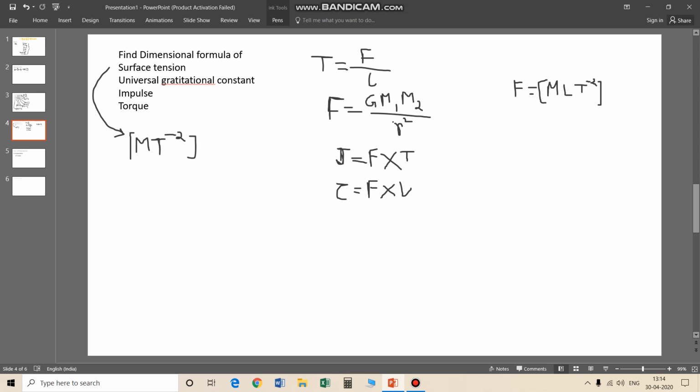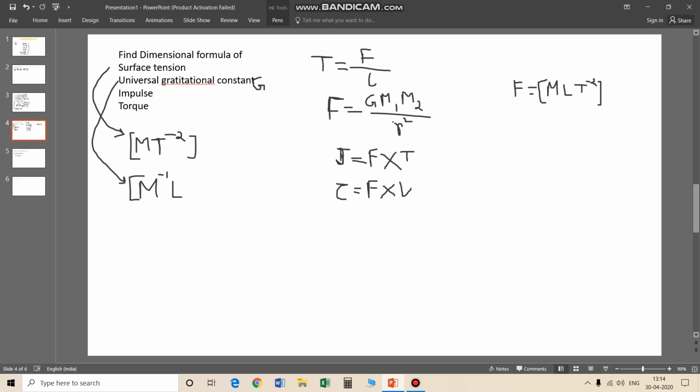Universal gravitational constant. We must first find out what G is. This is the thing you must know: F equals G m1 m2 by r squared, which means G is force into length squared by mass squared. What does that come to? First, force by mass squared. Mass power is 1 divided by m squared, so the power will be 1 minus 2, which is minus 1: M to the power minus 1.